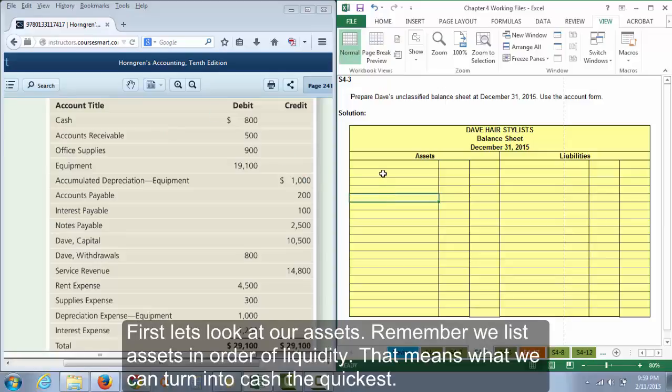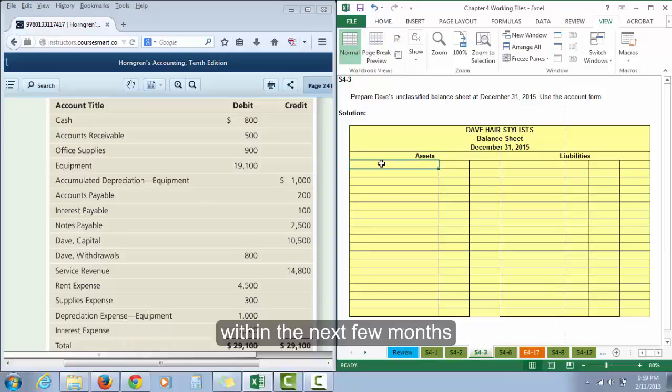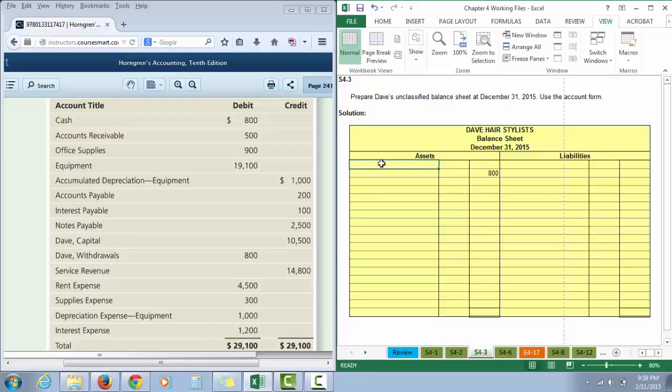So first let's look at our assets. Remember also we list our assets in order of liquidity, so that means what we can turn into cash the quickest within the next few months. So let's put, we have current assets, and our most liquid asset is cash. Okay, so cash has a balance of $800. Let's move this down one.